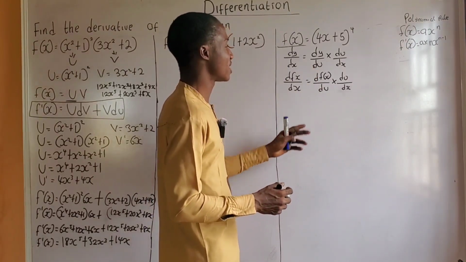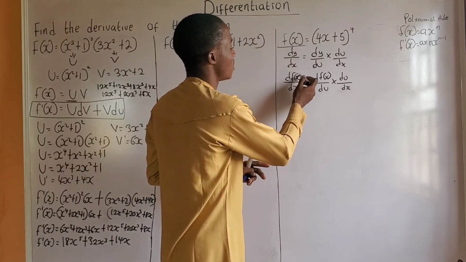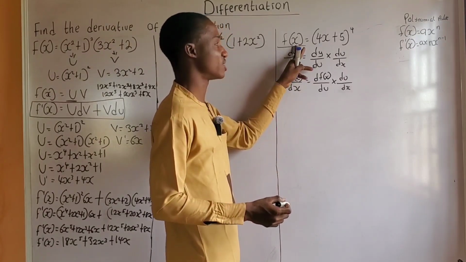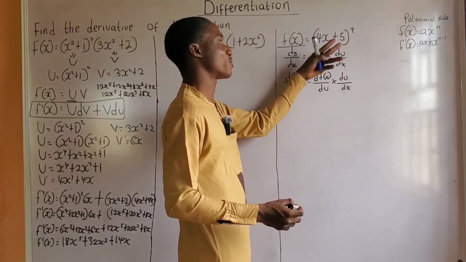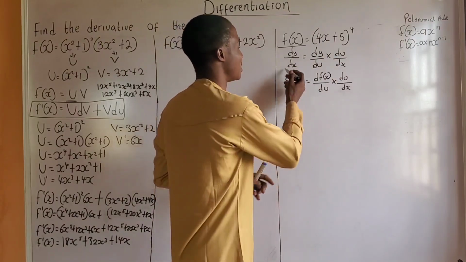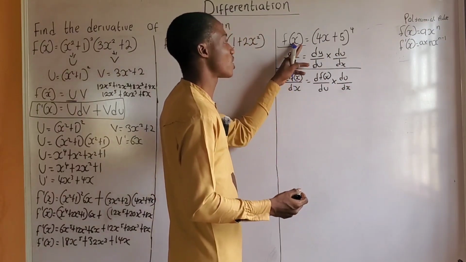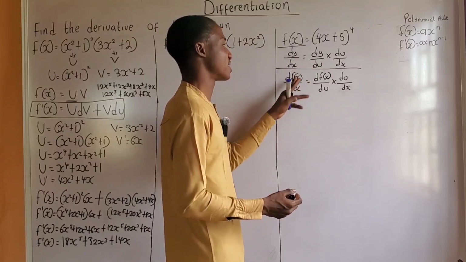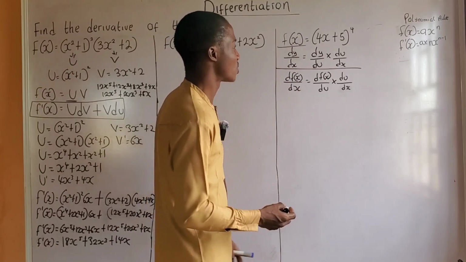The only difference is that because what I have here now is a function f of x, it is not y. Assuming I have y equals (4x + 5) raised to power 2, I would use this. But now, it is no longer y that I have here. What I have here is f of x. Do you understand? So now, let's go.